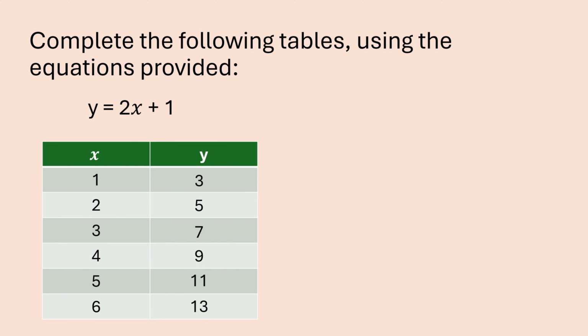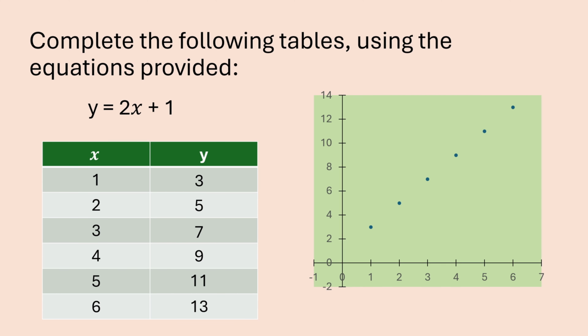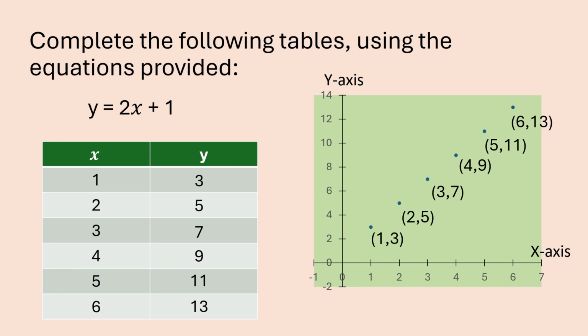In a similar way, we can calculate other values to complete the table. Now let's plot these points on a graph. The x-axis shows the x values. The y-axis shows the y values. So the points are (1, 3), (2, 5), (3, 7), (4, 9), (5, 11), (6, 13). When we connect them, we get a straight line which shows a linear relationship.